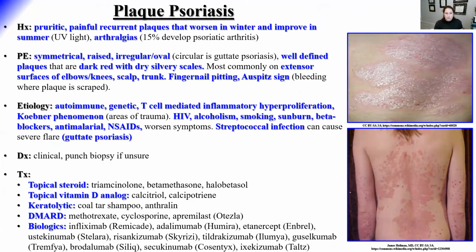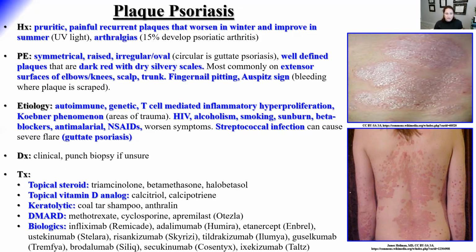Plaque psoriasis. We talked about this when we were kind of talking about a symmetrical type of lesion. In plaque psoriasis, the history is pruritic, painful, recurrent plaques that are worse in the winter because everything's more dry and improve in the summer because everything's a little bit more moist and there's more UV light. These are highly responsive to UV light. About 15% of people who have plaque psoriasis will develop psoriatic arthritis, which causes arthralgias or joint pain.